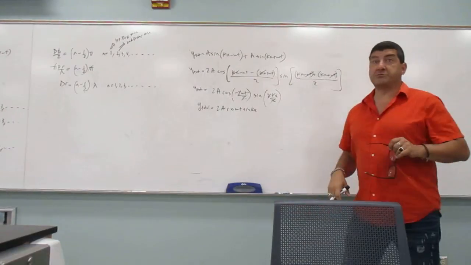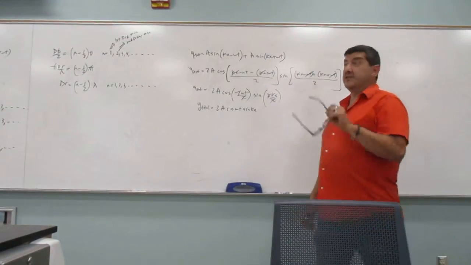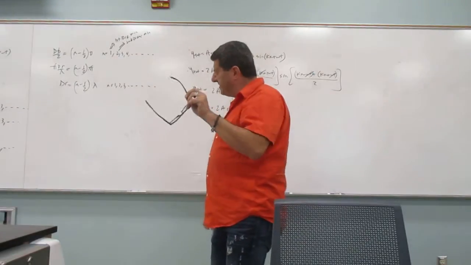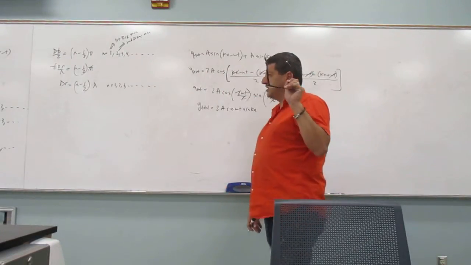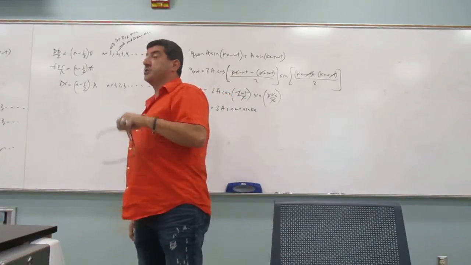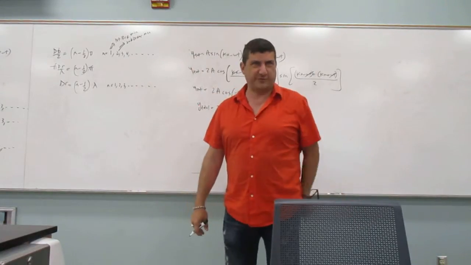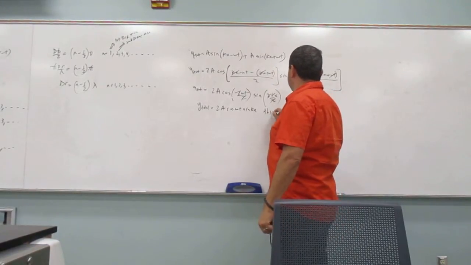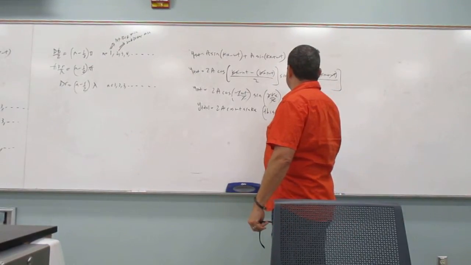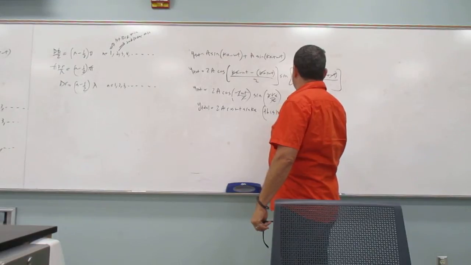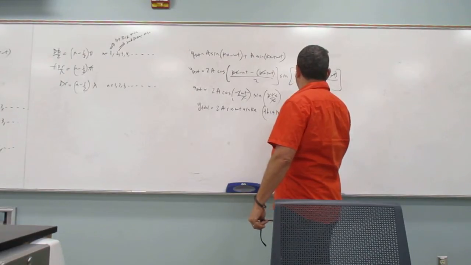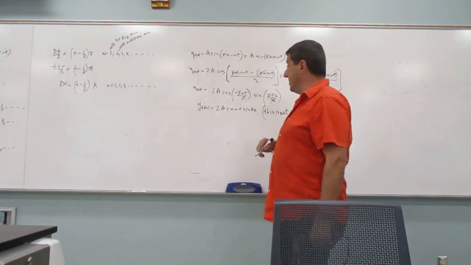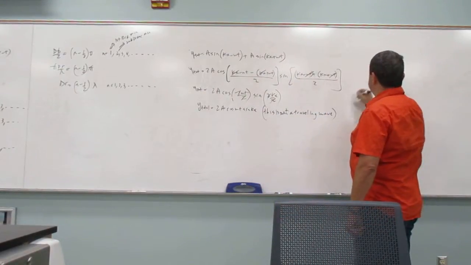Okay, so now here comes the big bombshell. The combination of two traveling waves meeting each other in the opposite direction is no longer a traveling wave. That's the big bombshell. This is not a traveling wave. Why? Because in order to have a traveling wave, it needs to have this format, right?